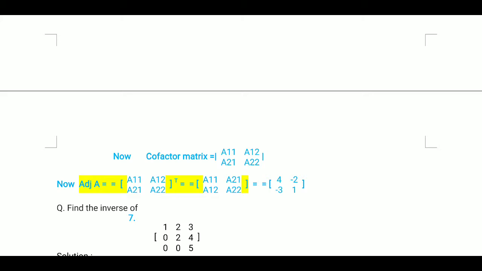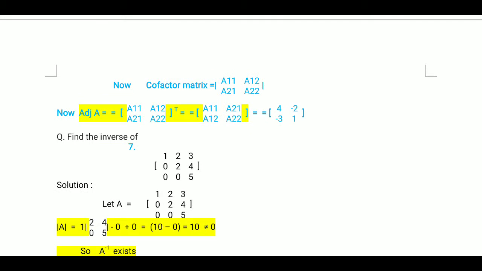We get 4, minus 2, minus 3, 1. This is the adjoint of this matrix. Now you can apply the same rule on other questions. Now there is a question from the exercise: find the inverse of a matrix. Inverse you have to find.